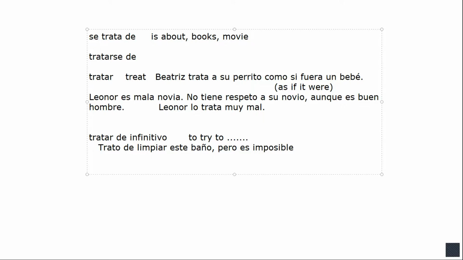Okay. O por ejemplo, los niños tratan de escribir sus frases en inglés. The kids are trying to write their sentences in English. So tratar de plus an infinitive, infinitivo, means to try to.